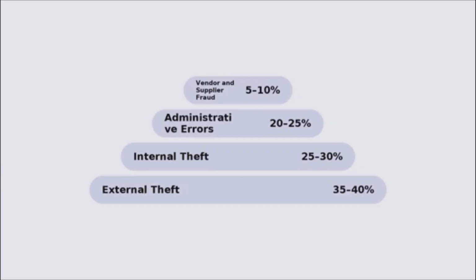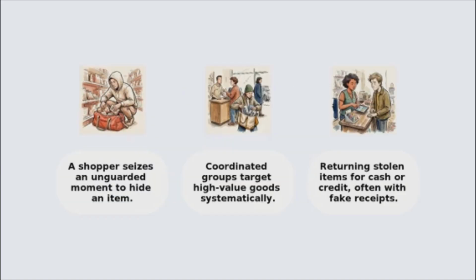External theft is anyone outside the company taking merchandise without paying. The most common form? Opportunistic shoplifting. A person sees an opening and takes it. Then there's organized retail crime, coordinated groups hitting high-value goods systematically. Return fraud also counts as external theft, and it's costlier than most people think. The type you're facing shapes your response.